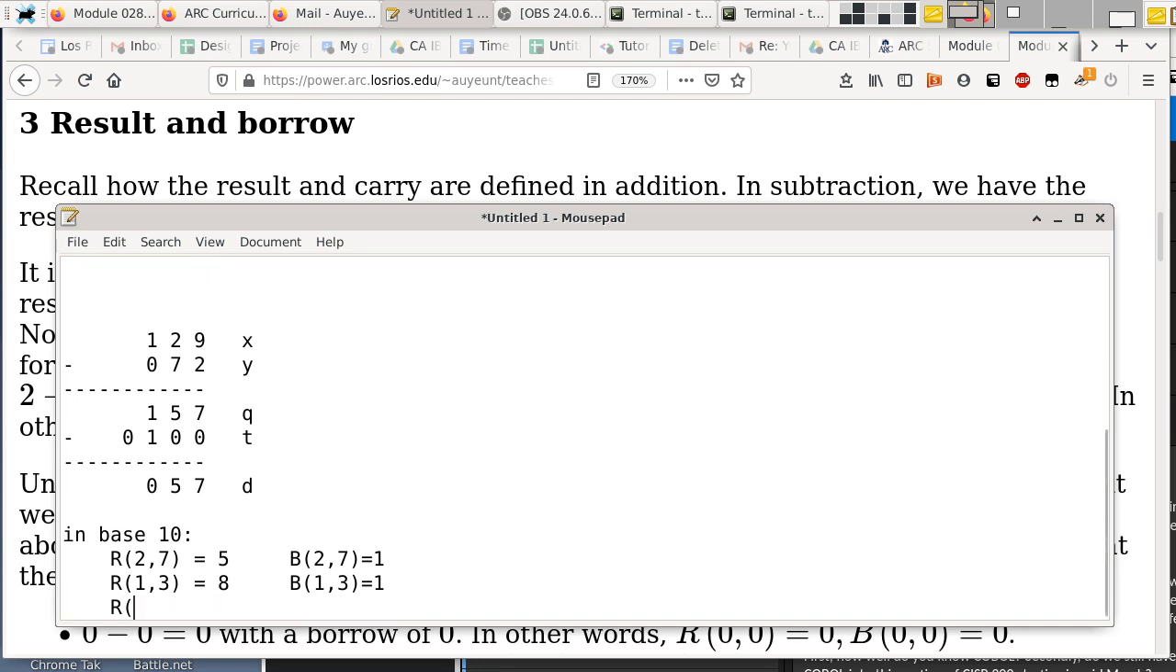Let me just be very sure, okay? What is the result of 3 minus 0? Okay. What is the borrow of 3 minus 0? 0. Very good. Okay, so I think we're getting the hang of what R means and what B means. Are we good? Yes? Can we do another example?